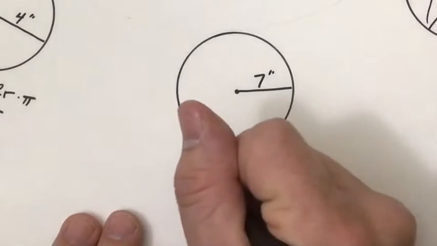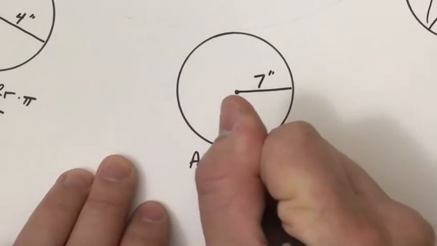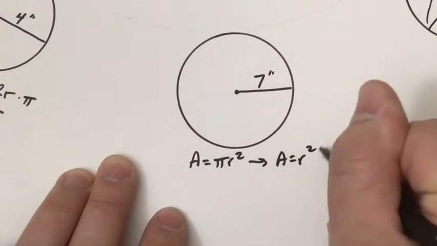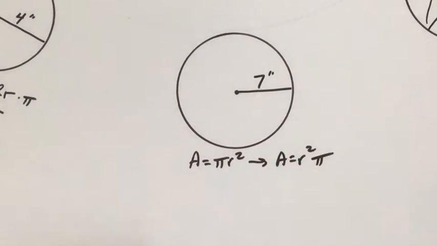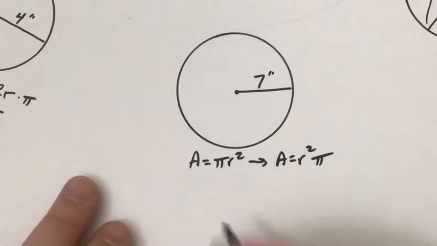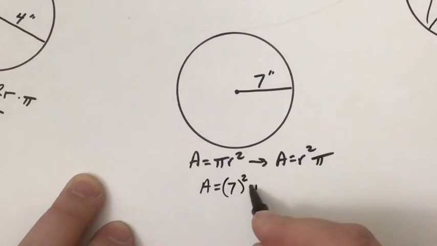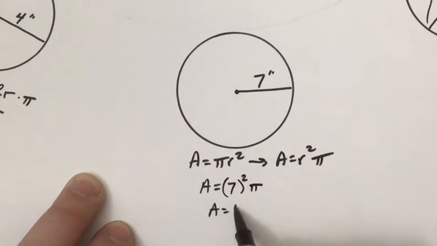In this problem, we're going to talk about area. Area is pi r squared. Another way I could write this is area is the radius squared with a pi on the end, because we're going to learn things in terms of pi. So area in this problem is 7 squared with a pi on the end, or 49 pi inches squared.